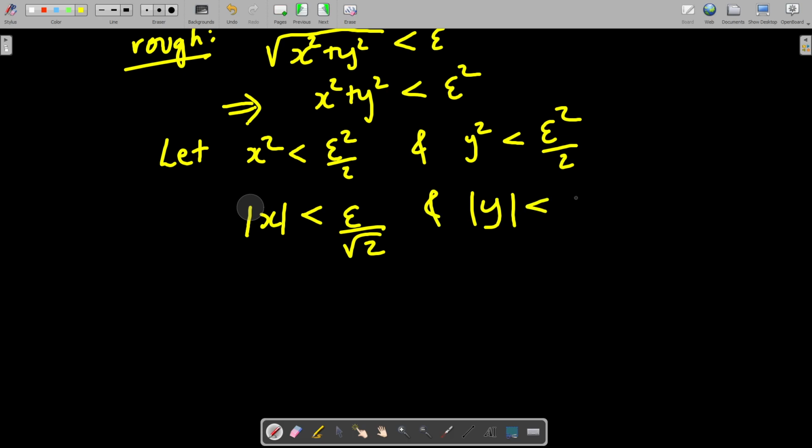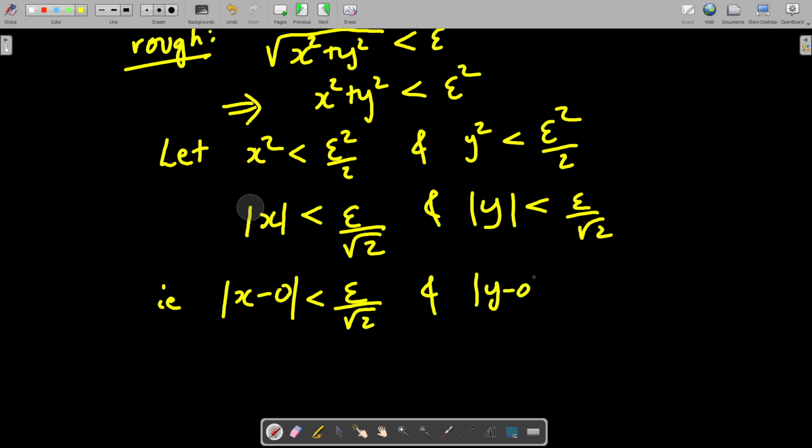Okay, is less than epsilon by root 2. So that is what we have written here. x minus 0 is less than epsilon by root 2, and y minus 0 is less than epsilon by root 2.